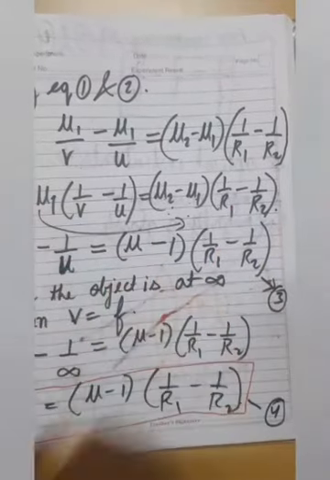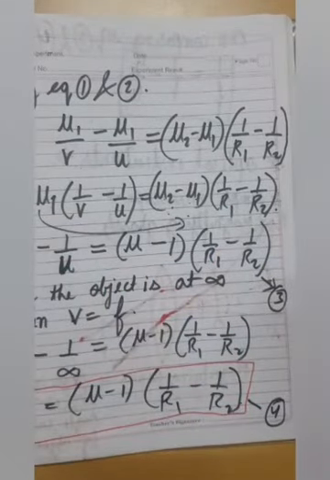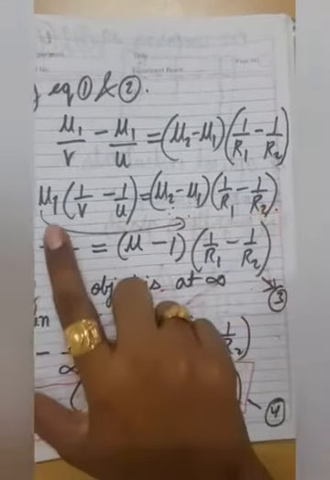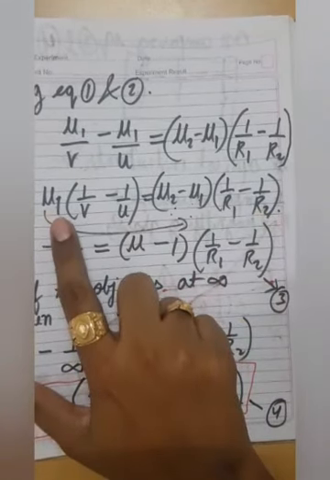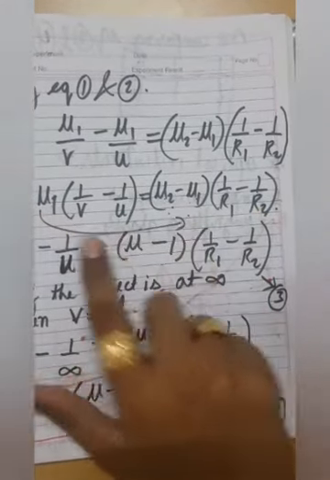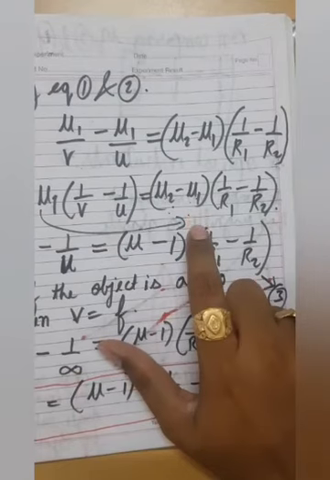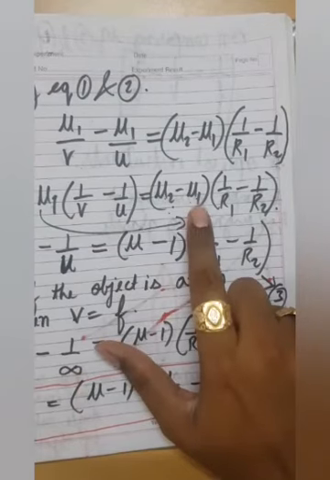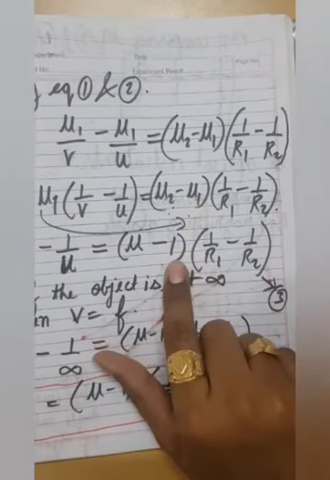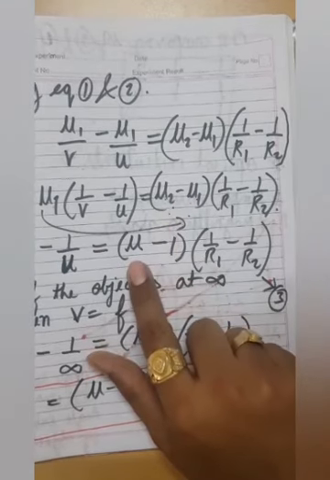Now I am taking mu1 common over here, so I am left with this equation. I am taking this mu1 to the right hand side, so this mu1 would get cancelled out and it would become 1, whereas mu2 by mu1 would become mu.